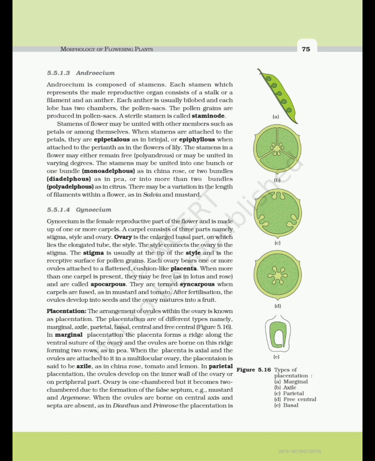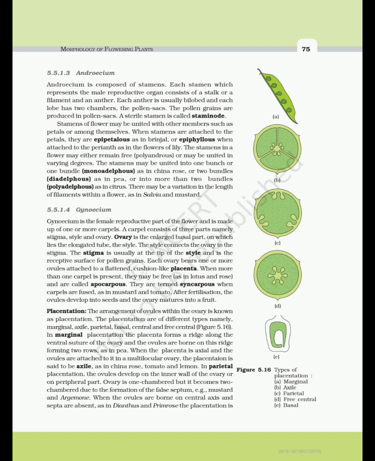Figure 5.16. In marginal placentation, the placenta forms a ridge along the ventral suture of the ovary and the ovules are borne on this ridge, forming 2 rows, as in pea. When the placenta is axial and the ovules are attached to it in a multilocular ovary, the placentation is said to be axile, as in China rose, tomato and lemon.